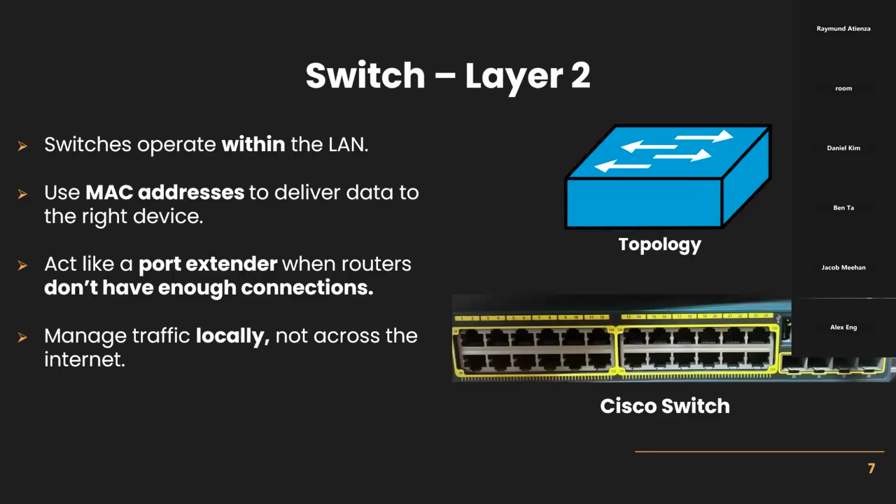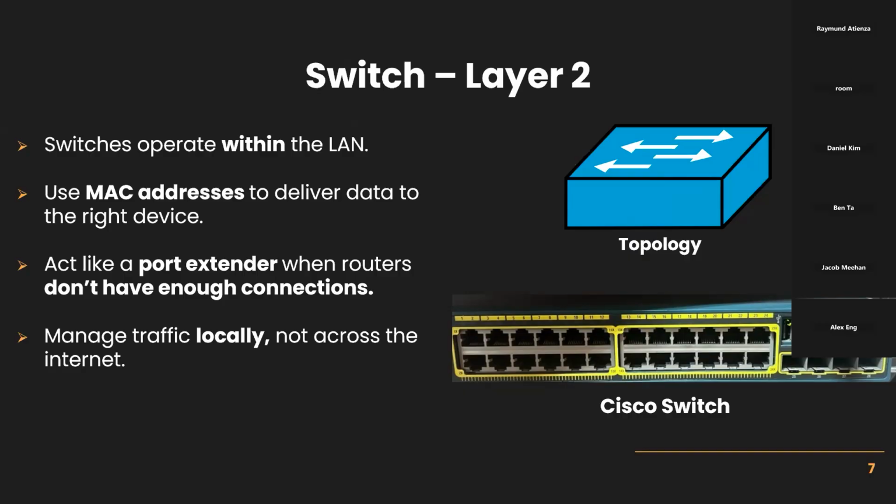So here's a switch, and this operates within a LAN. That means routers connect LANs together, but the switch is in the LAN itself. They use MAC addresses to talk to one another. So once the router makes a decision and it gets to the LAN, the switch is what sends it out to each of the devices.